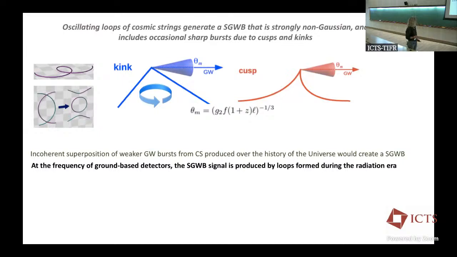L is the length of the string, of the loop. We consider the number of loops of a given size. What you see here is one loop. What I'm saying here is that the frequency and the angle are determined for gravitational waves emitted by one kink or one cusp of a loop of a given size.